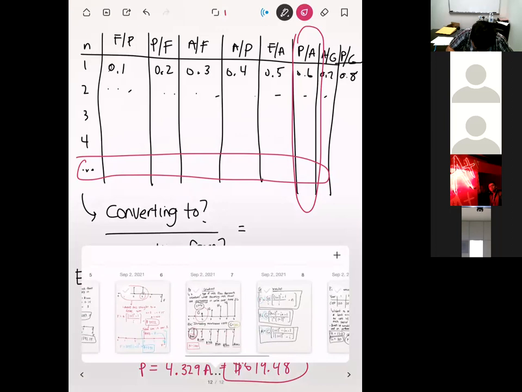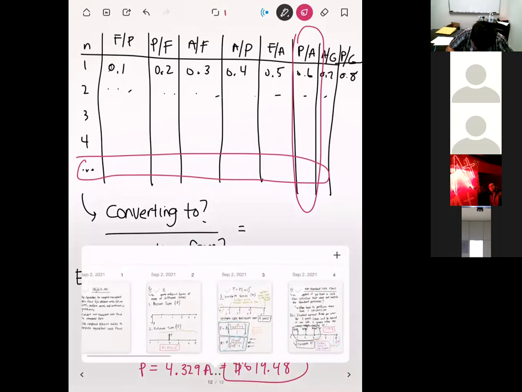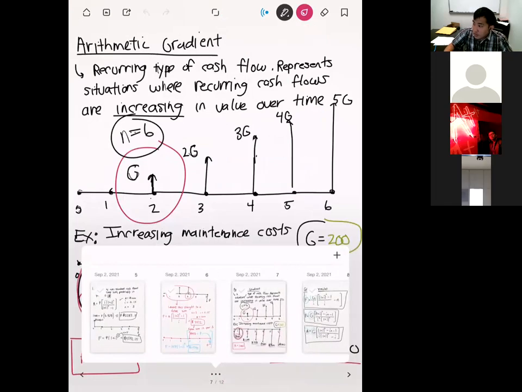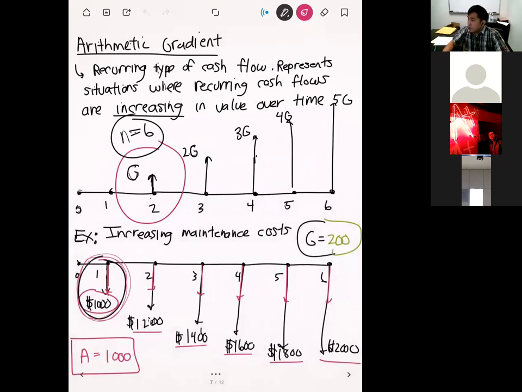Let's see. Arithmetic gradients. Okay. So the idea with the arithmetic gradient is that it's a cash flow that increases with time, and so it's kind of the close cousin of the uniform series. It's a recurring cash flow, but you can see here that it increases with time. You use the arithmetic gradient for situations where you're going to have a maintenance cost that increases over time, or maybe you expect your benefits to increase with time as well.